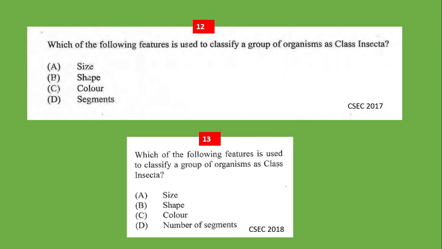Which of the following features is used to classify a group of organisms as class Insecta? Here you'll realize that this is a repeated question. This comes from the CSEC 2017 paper, and there again we need to know the characteristics of insects. Item 12, which of the following features is used to classify a group of organisms as class Insecta? Here it's repeated again, and this is for the CSEC 2018 paper.